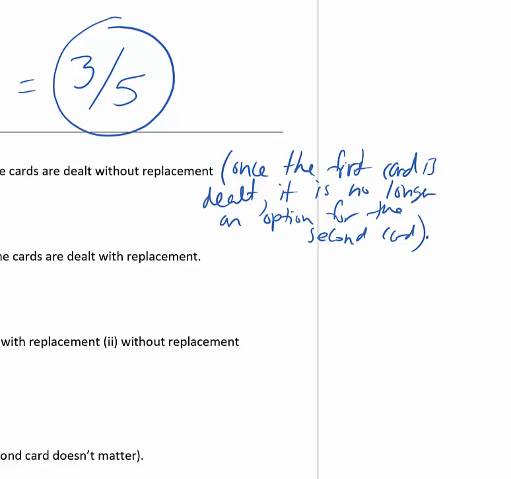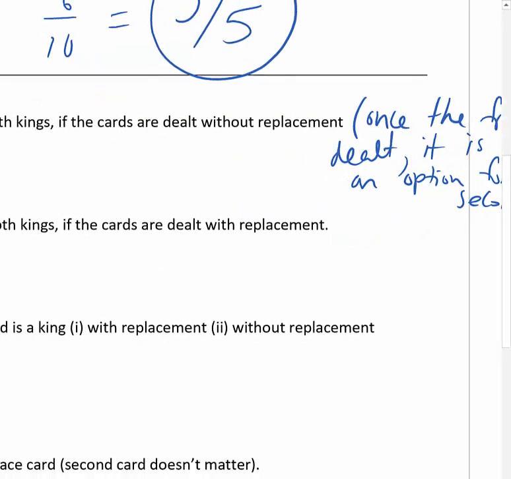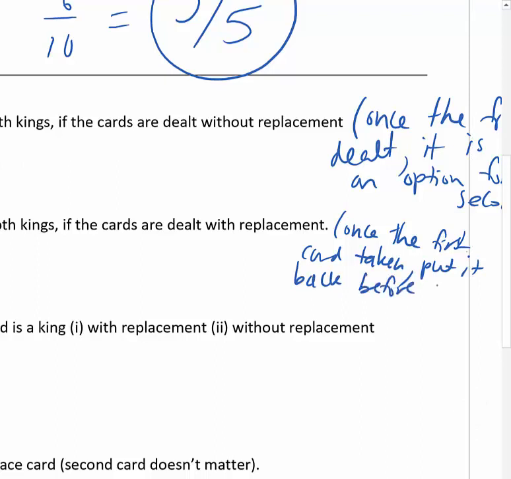But in part B, we'll see that you can also talk about with replacement, which means once the first card is taken, you put it back before you grab the second card. And that means it's an option for your second card. So you could conceivably in part B get the same card twice, but in part A you can't.